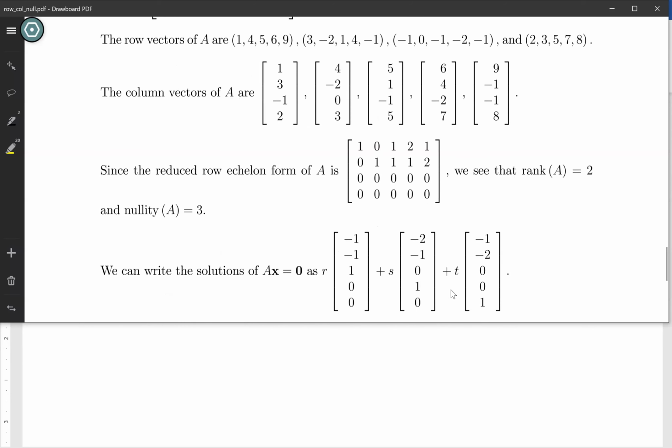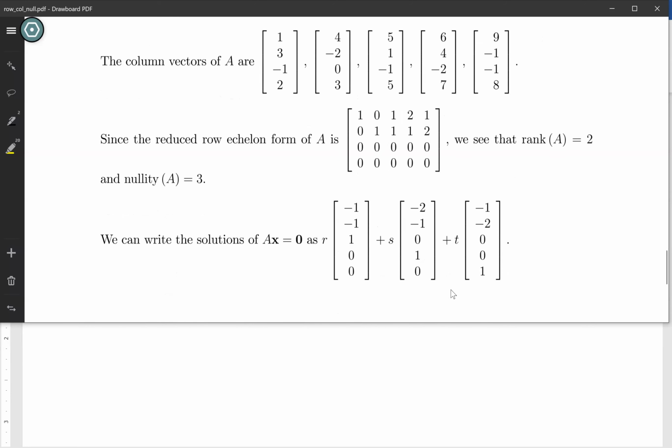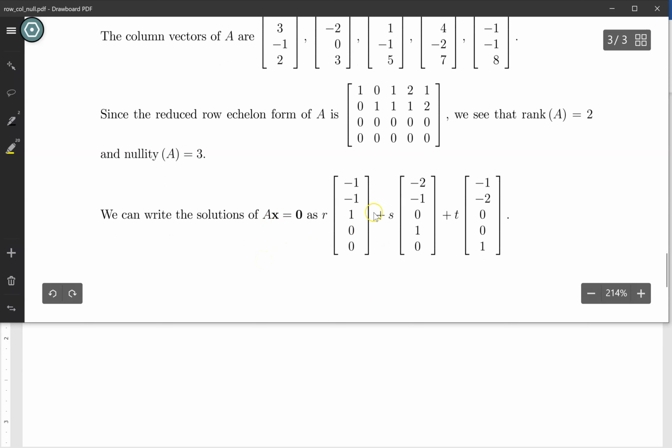Finally, the last little example here is writing the solutions to AX equals 0, or basically looking at the null space of A. The solutions of AX equals 0 can be written as, well, I've got free variables X3, X4, X5, so I can call them R, S, and T. So I see the R, the S, the T in components 3, 4, 5. And then I solve for X1 and X2.